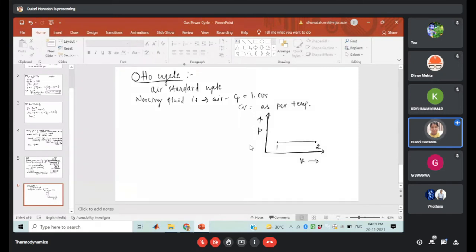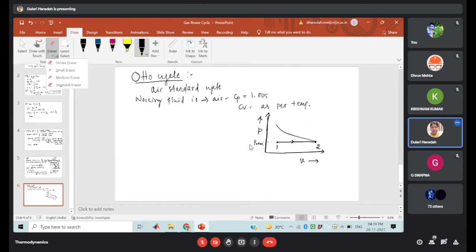Okay, so 1 to 2 means the first process is your suction. Your inlet valve will open, and the air fuel mixture will enter the engine. That entry is possible at the atmospheric pressure, constant atmospheric pressure. Okay, so 1 to 2 is the suction, then we are having the compression. So this one is the compression. So the 2 to 3 process is the compression process.